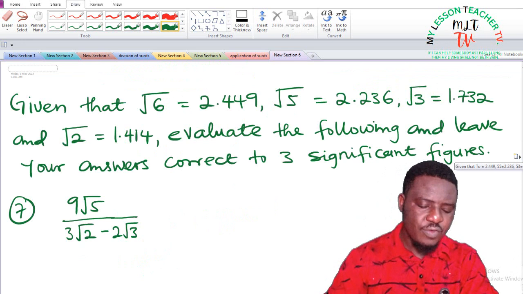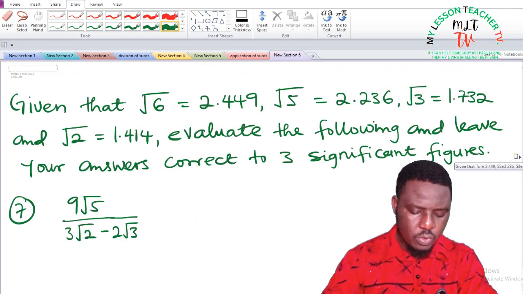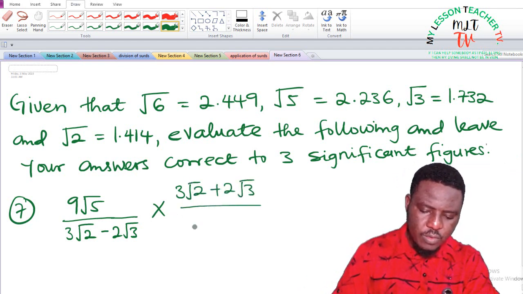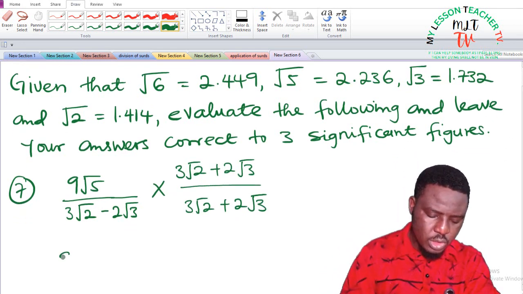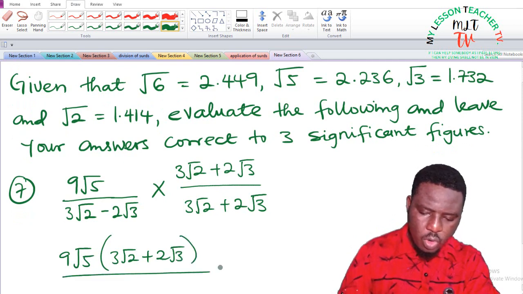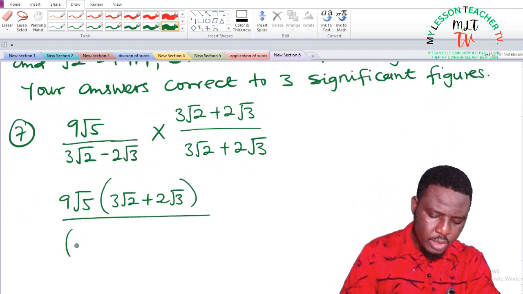Question 7, we have 9 root 5 divided by 3 root 2 minus 2 root 3. We shall rationalize, and this becomes times 3 root 2 plus 2 root 3 divided by 3 root 2 plus 2 root 3. So when you multiply, this gives us 9 root 5 into 3 root 2 plus 2 root 3, all divided by 3 root 2 squared minus 2 root 3 squared.